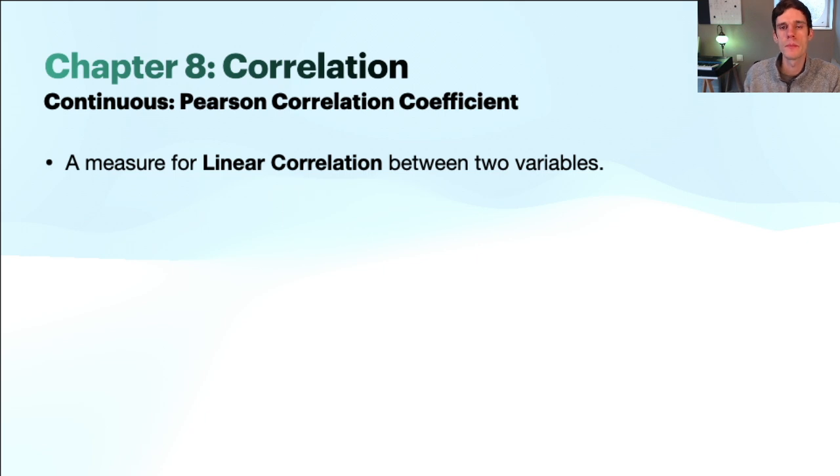Let's learn about the Pearson correlation coefficient. This coefficient is a measure for the linear correlation between two continuous variables. Now let's unpack this linear correlation.